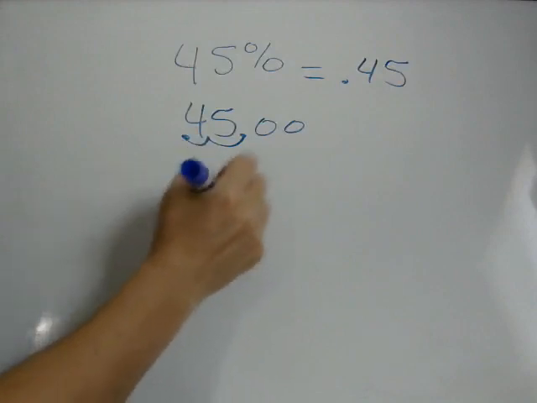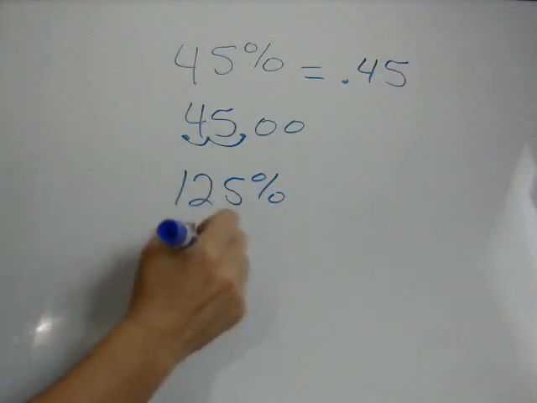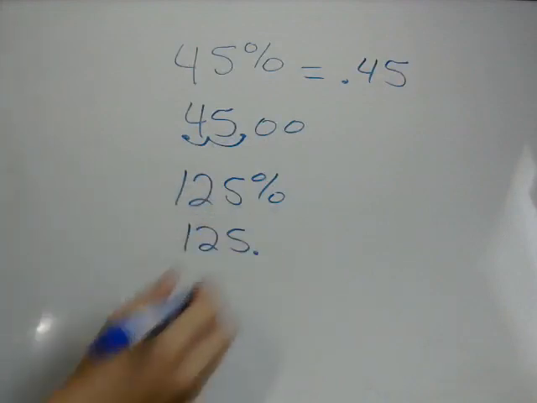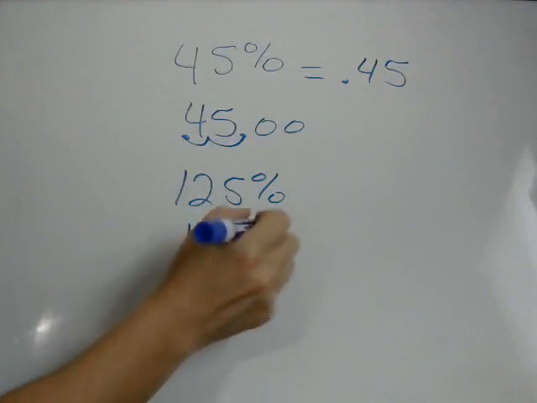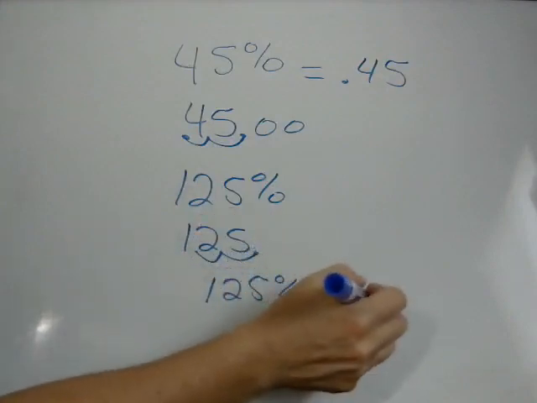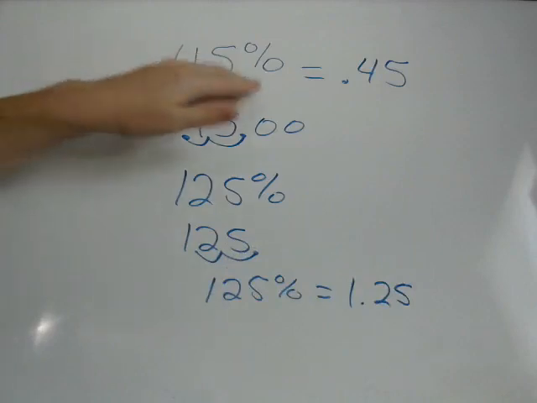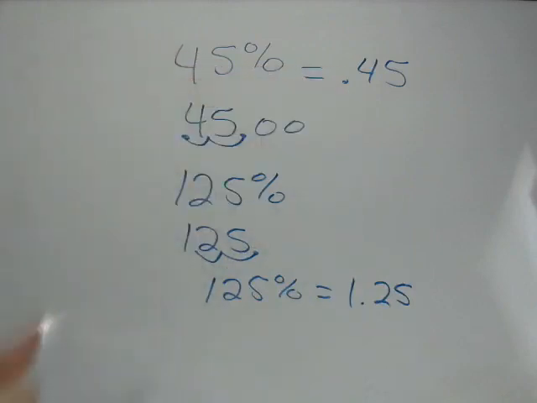What if we had 125%? Same thing, you always only move it twice. So we have 125, the decimal is there, 1, 2. So 125% can be written as 1.25 when we write it as a decimal. So remember, if you're going from percentage to decimal, you move the decimal point to the left 2 spots.